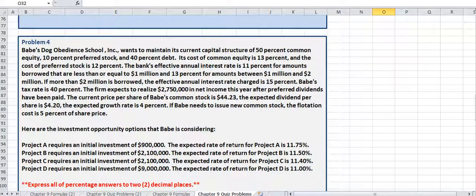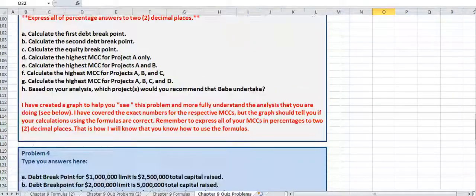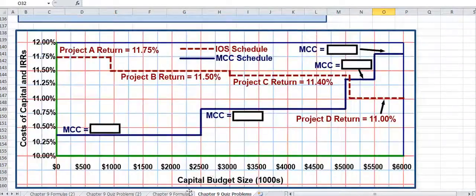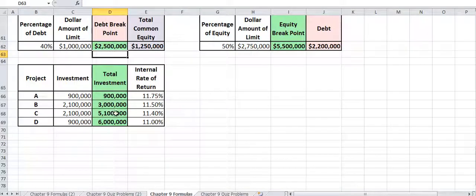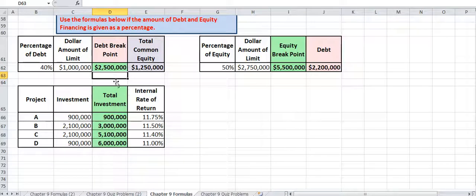Okay, now we need to figure out what it's going to be for project A and B. If we go back over here, A and B together are going to cost $3 million. So that's going to require us to go over what? If we look at the limit here, that's going to require us to go over our first debt breakpoint of $2,500,000. So we're going to be borrowing more money at a higher rate.